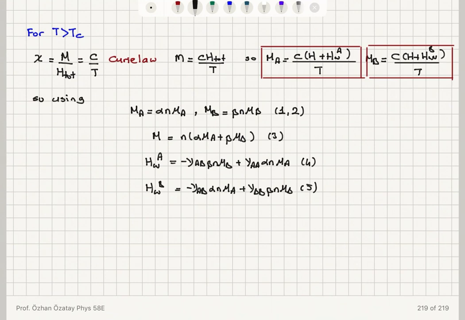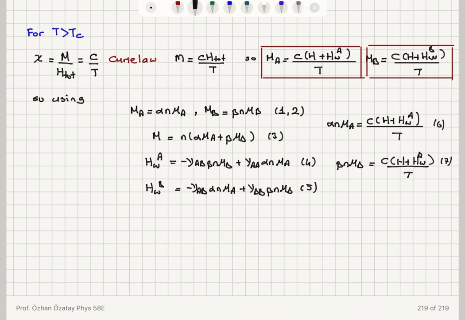And we have MA is equal to C(H plus HWA) divided by T. So we have alpha n mu A equals C(H plus HWA) divided by T, and we have also beta n mu B equals, using Curie's law, C(H plus HWB) divided by T. And so this is equation 6, equation 7.